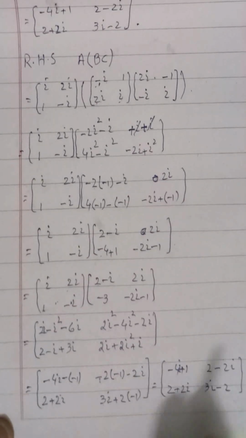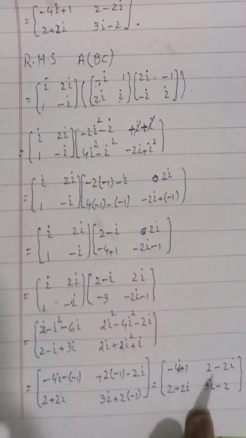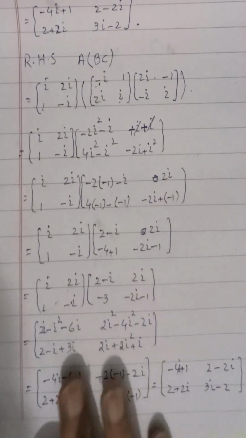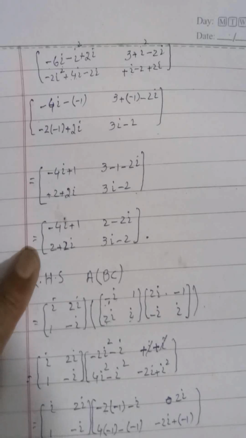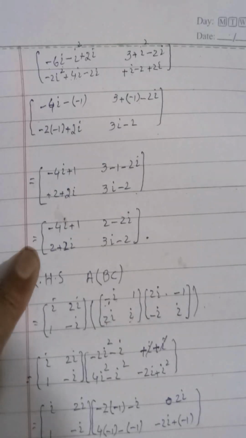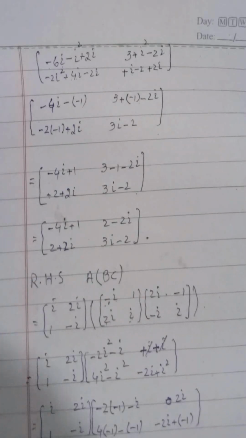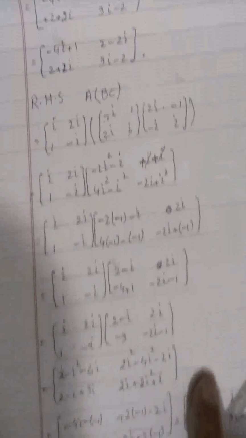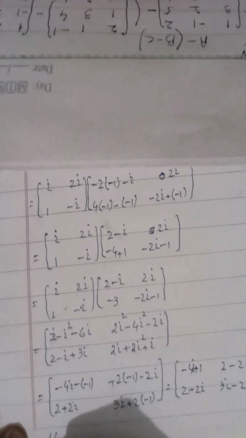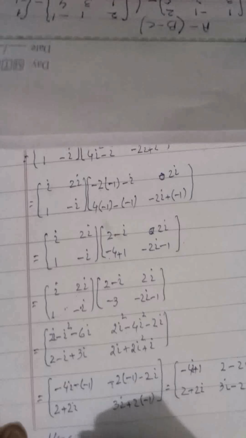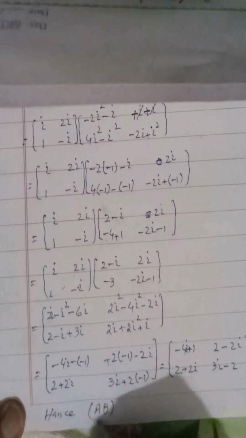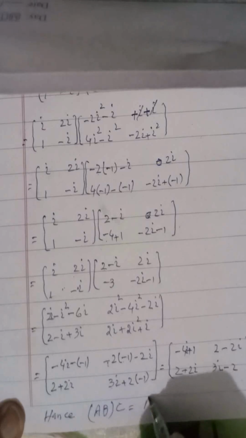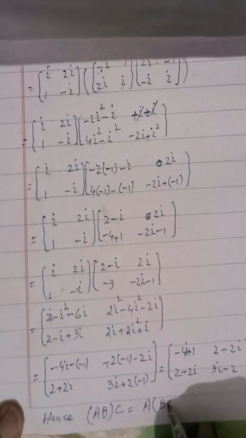So this is the right hand side of the product A, B and C matrix, and here is the left hand side of the matrix ABC, and we find they are both equal. Hence AB into C is equal to A into BC.